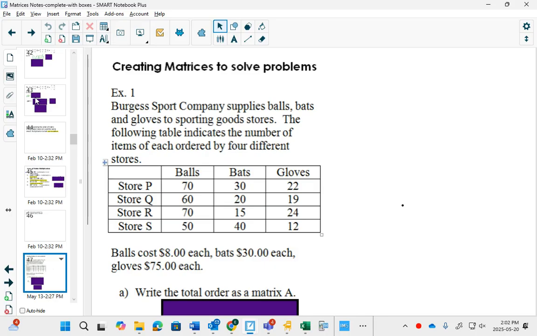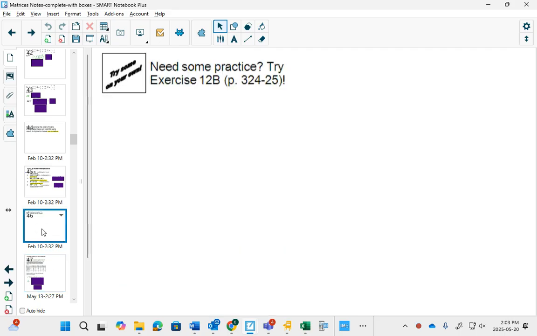Okay. Last week we learned the weird system of matrix multiplication. Okay, quick review of the weird system of matrix multiplication.